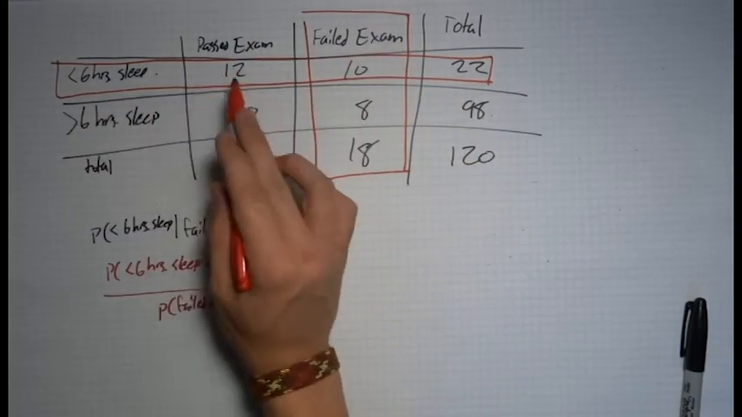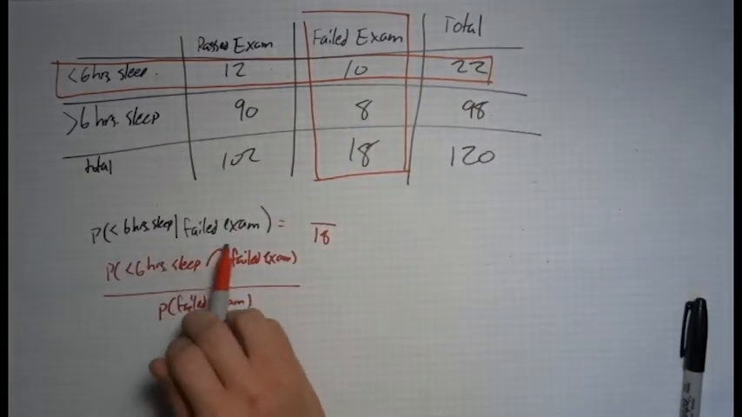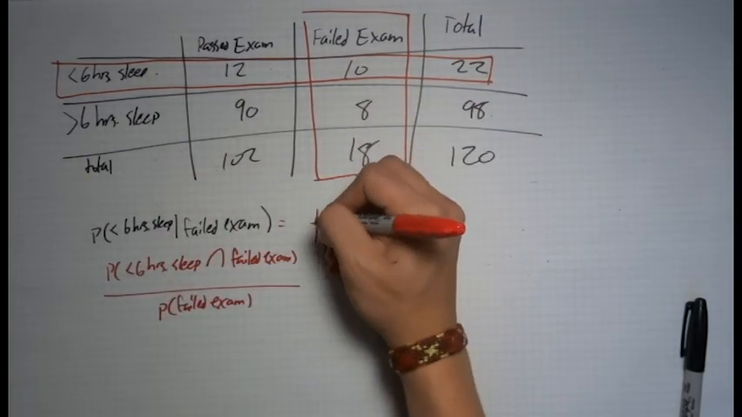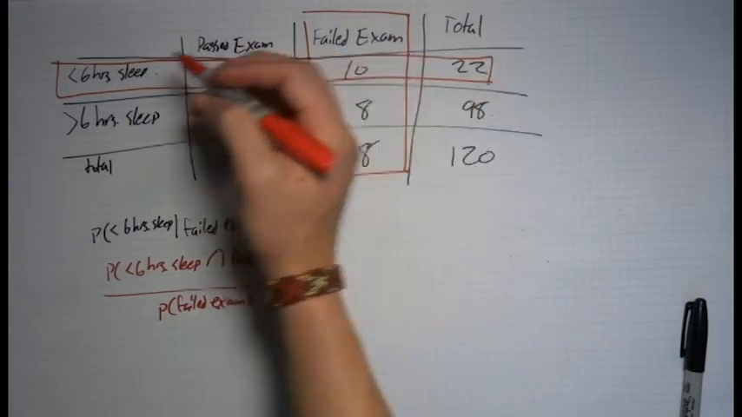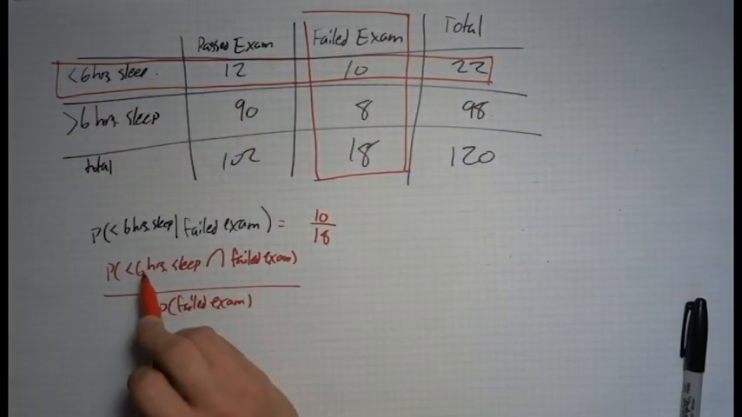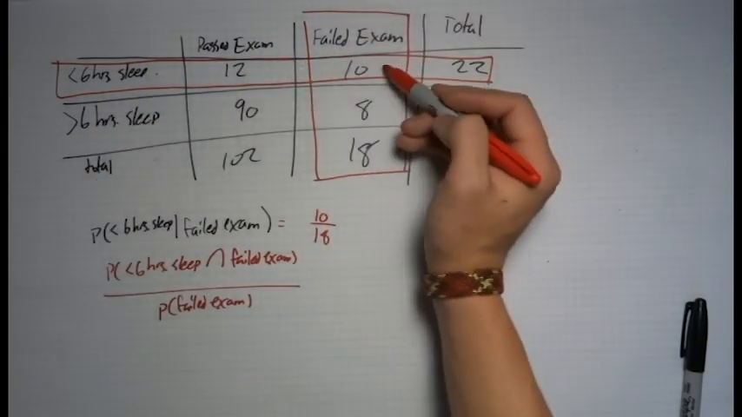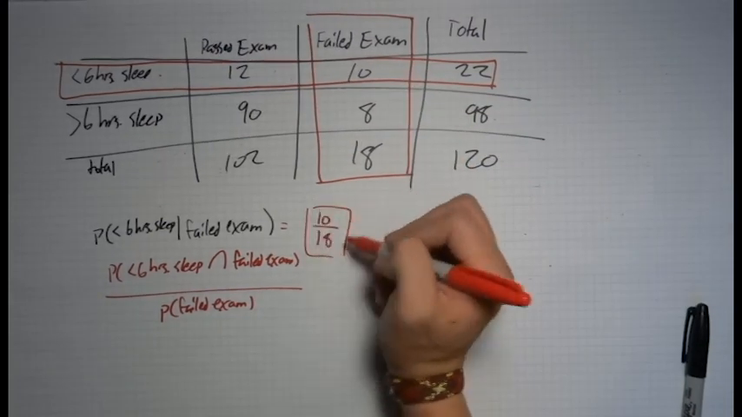These 12 people that passed, they don't matter because we need someone that failed the exam. So our numerator is going to be these 10 people that failed the exam and got less than 6 hours of sleep. Less than 6 hours of sleep and failed the exam. And this is our answer.